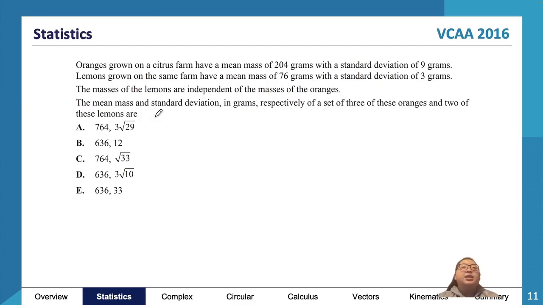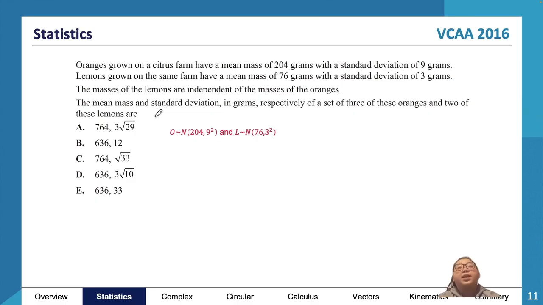And the idea here is that we're going to have a look at this and think, okay, what do they want? Yeah, 3 oranges and 2 lemons, right? So we have 3 individual oranges and 2 lemons. So we have 3 oranges which share the same distribution but are individual oranges, and 2 lemons which share the same distribution but are individual lemons.